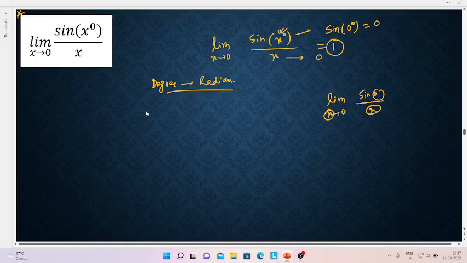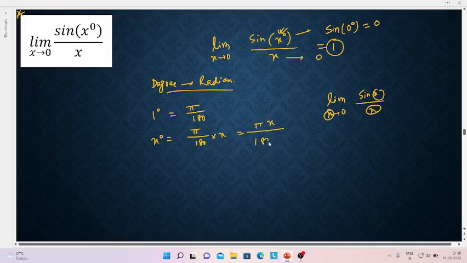What degree to radian says is basically 1 degree equals pi upon 180 radians, right? 1 degree equals pi upon 180 radian. So can you tell me what about x degrees? It's basically pi upon 180 times x, I mean pi x upon 180 radian. Is that right or not?